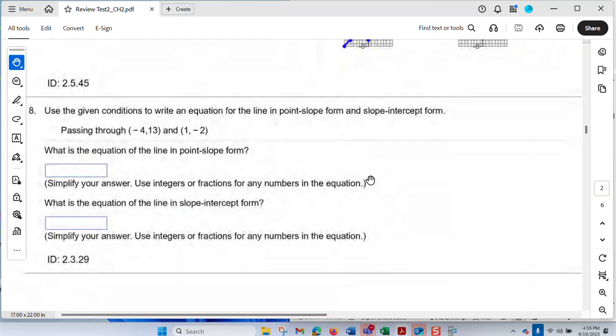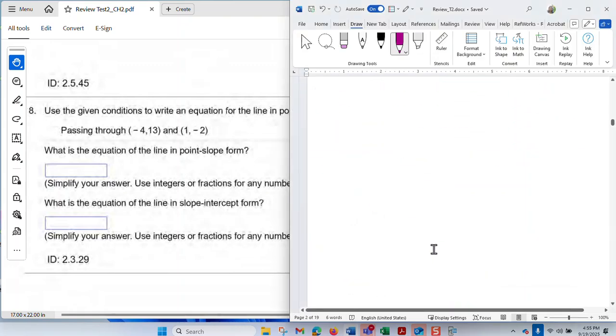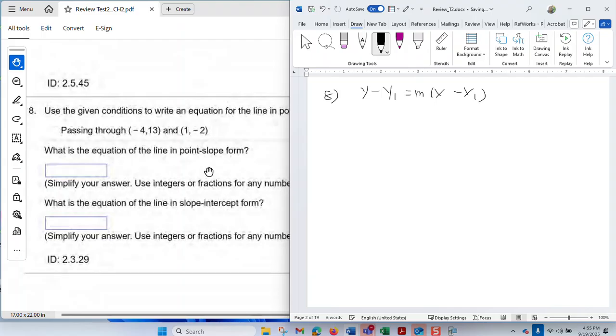Okay, number 8, you're given these 2 points. You want to write the equation in point slope form or slope intercept form. So what do you need to do here? Well, the first thing is for sure you have to find the slope. If we're using y minus y1 equals m times x minus x1, this is considered point slope form.